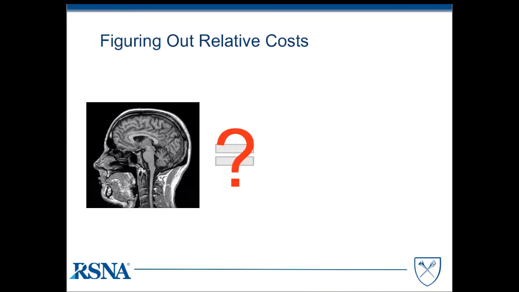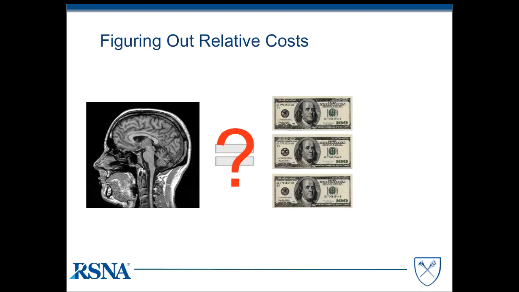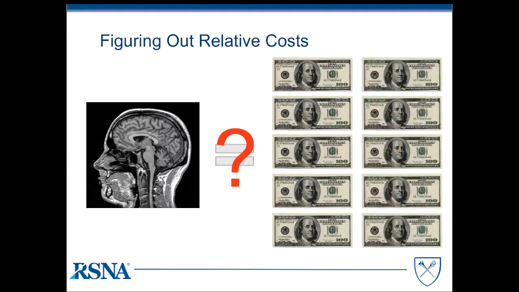Patients coming to you for a brain MRI, for example, will often want to know whether they'll be paying $100, $300, $500, $1,000, or maybe even more for that test. And it will be increasingly incumbent upon us as radiologists to help them.